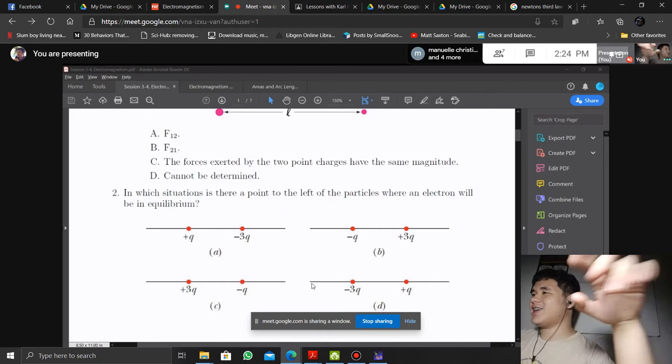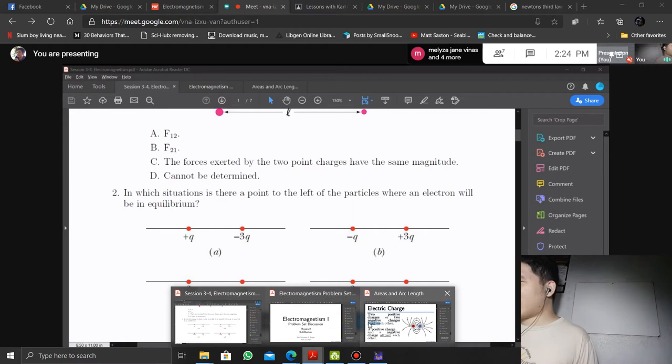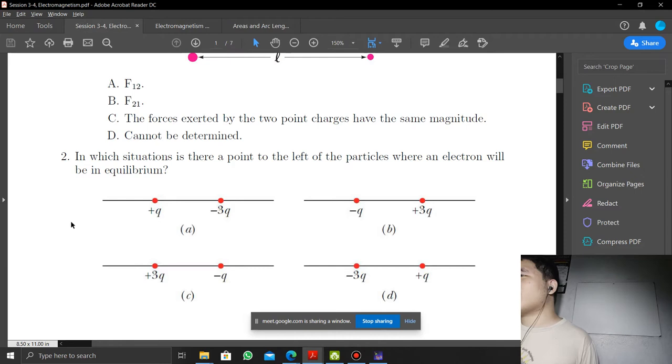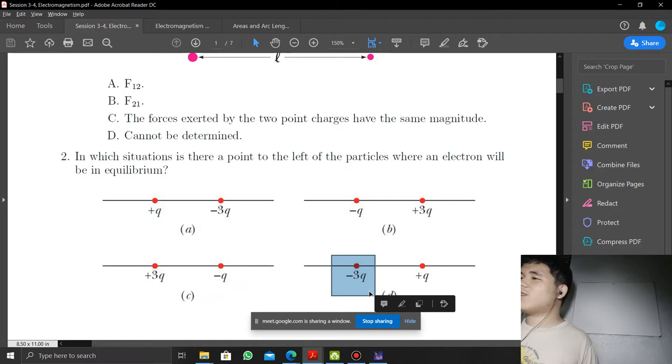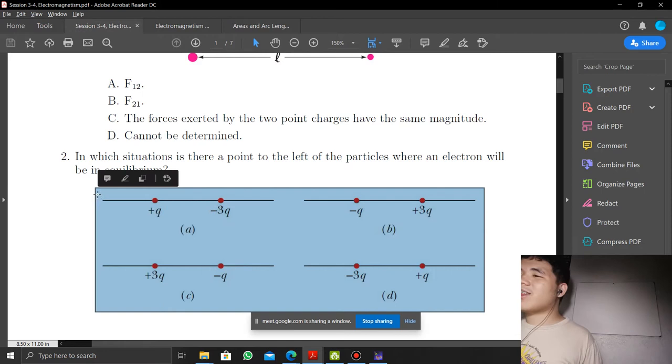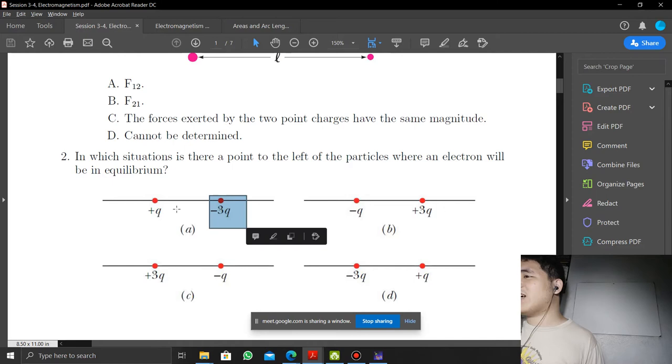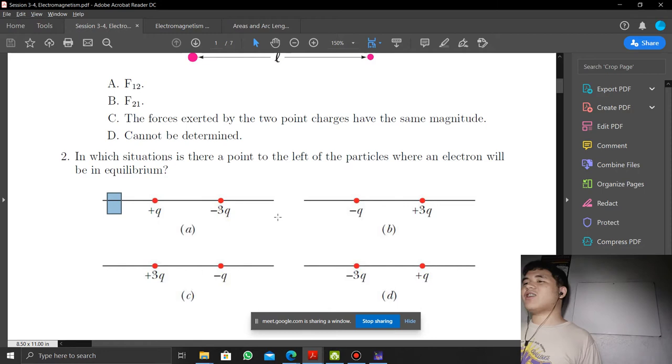Kasi, if we look at it, let's just examine. Itong C and D kasi, kung titignan natin, ang lapit masyado nito yung malakas na charge. So in an essence, if you think about it, if you put it to the left, it would never balance out, di ba? Hindi katulad sa A and B, malayo yung malakas na charge from the electron. So the distance would cover for the large magnitude of electric force exerted by this. The same for B. Okay, good job.